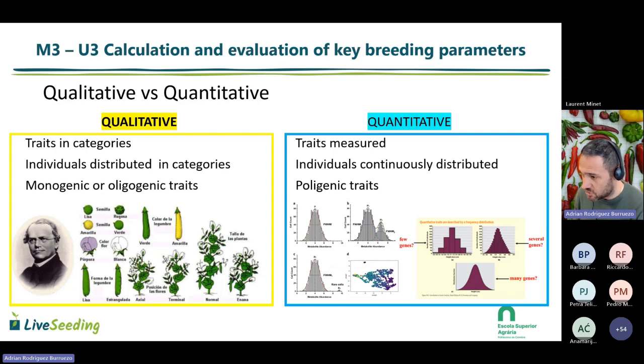After the rediscovery of Mendel's laws and the mathematical rules to explain inheritance of simple or monogenic traits, there were hard discussions about whether quantitative traits were inherited or not according to Mendel's rules.